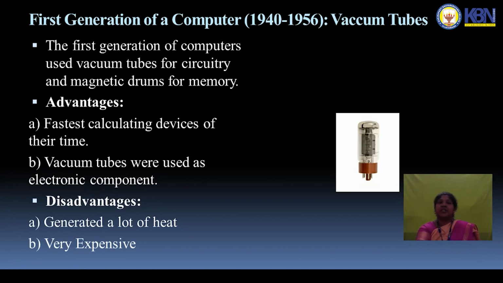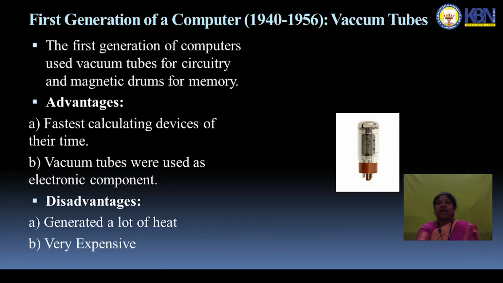The first generation of computers used vacuum tubes for circuitry and magnetic drums for memory. We need memory, otherwise you can't get the data back. So for this purpose, in the first generation, they used magnetic drums to store the data, and the technology was vacuum tubes. Advantage of the first generation computers: they were the fastest calculating devices at that time, and vacuum tubes were used as the electronic component.